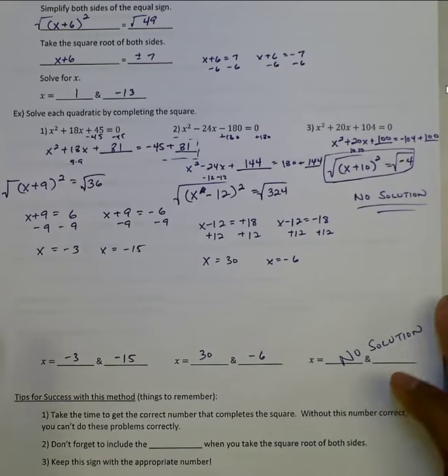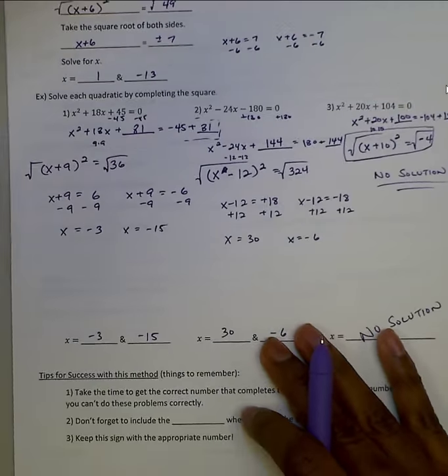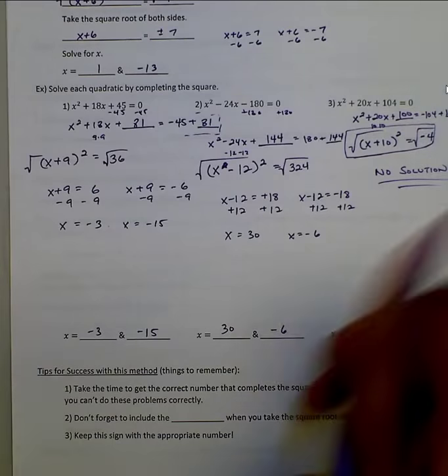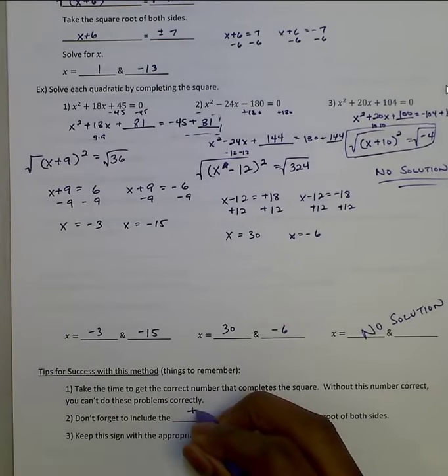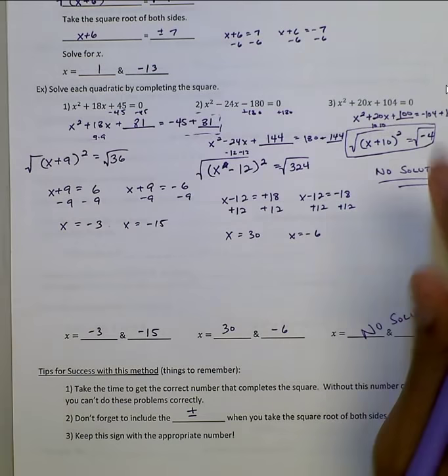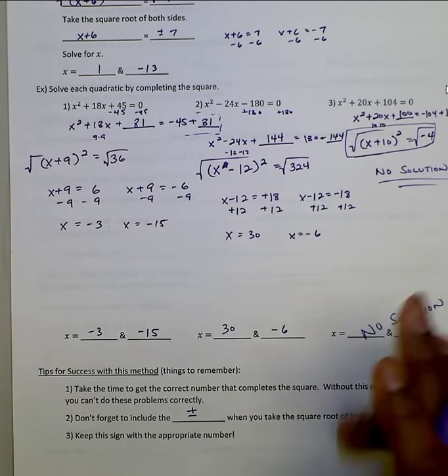Alright, here are some tips to be successful with this method. Take your time to get the correct number that completes the square. Without this number correct, you can't do the problems correctly. Okay? Don't forget to include plus and minus when you take the square root of both sides. Then keep your signs with the appropriate number. Okay, so make sure that you keep your negative 7 negative. You just have to be organized, okay?